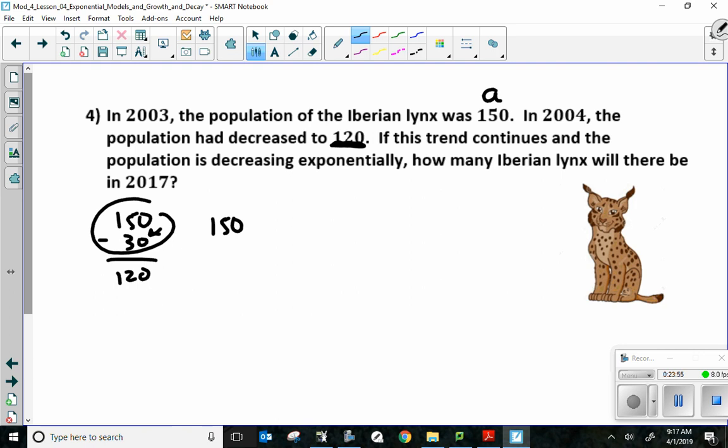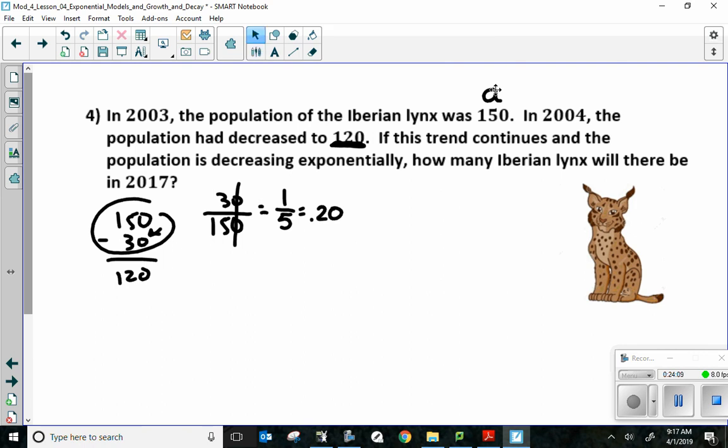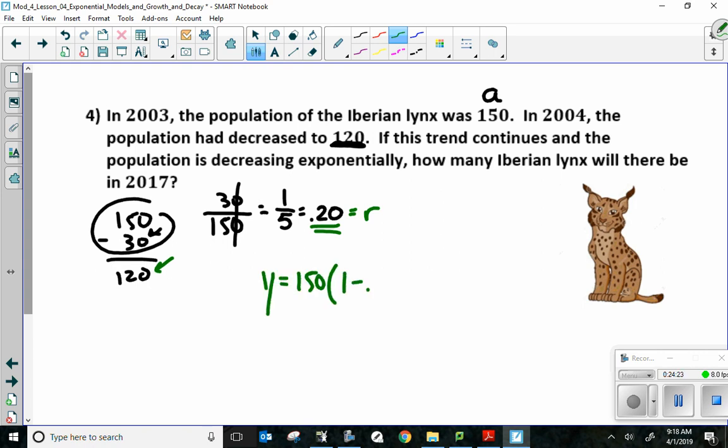If I have 150 and I lost 30 out of that 150, I can reduce that. That's 3 over 15, which reduces to 1/5, which is 0.20 in your calculator. So I'm decreasing by a rate of 20% or 0.20. Obviously it's decreasing, it's going down. So if my starting amount was 150, I'm subtracting 0.20, but how many years?